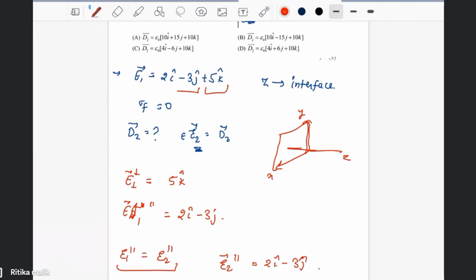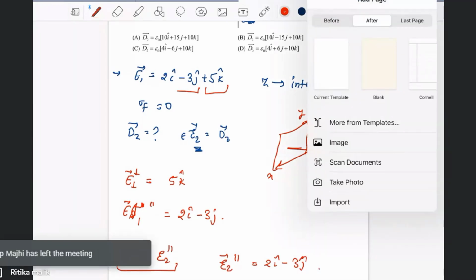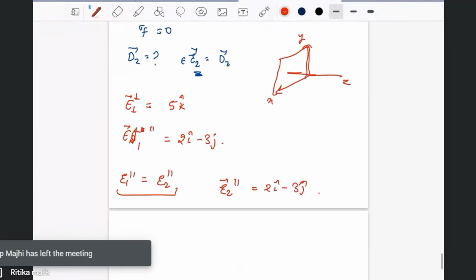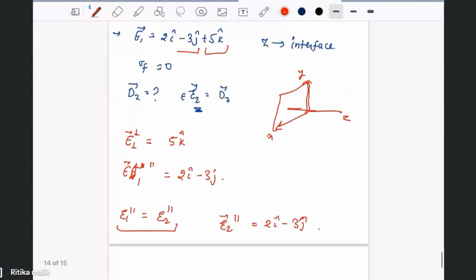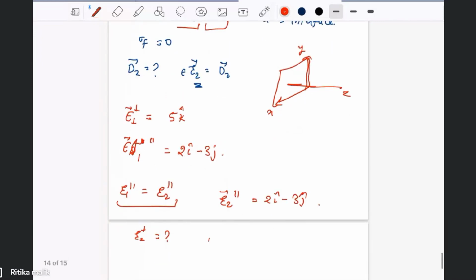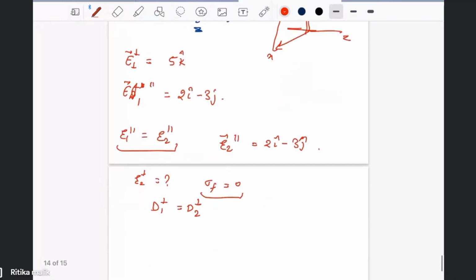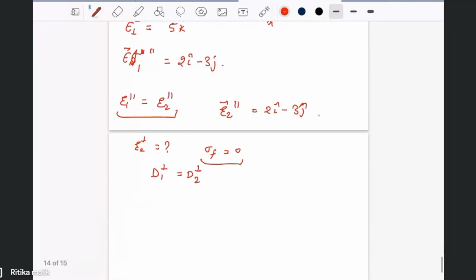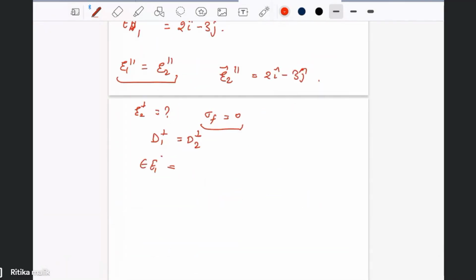Now the problem is finding the perpendicular component of E2. We know that sigma f is 0 and we are talking about a dielectric interface. So we are going to use D1 perpendicular equals D2 perpendicular, that is, epsilon 1 times E1 perpendicular equals epsilon 2 times E2 perpendicular.